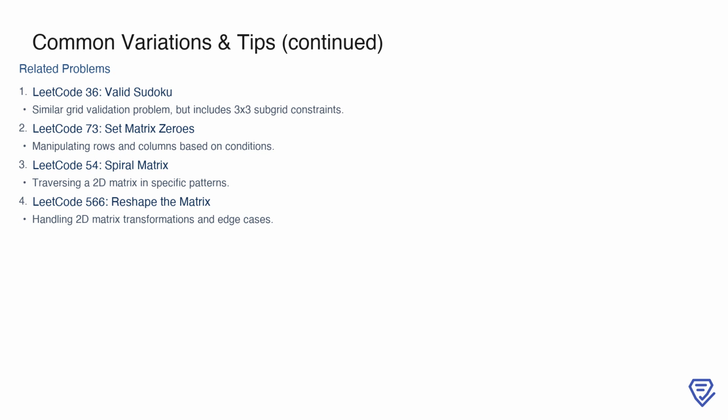LeetCode 54, Spiral Matrix, involves traversing a 2D matrix in a spiral pattern, which is another exercise in structured traversal logic. Lastly, LeetCode 566, Reshape the Matrix, focuses on transforming a matrix into a new shape while handling edge cases, such as mismatched dimensions. These related problems provide a great opportunity to refine the skills needed for this challenge, like efficient traversal, validation, and handling edge cases.